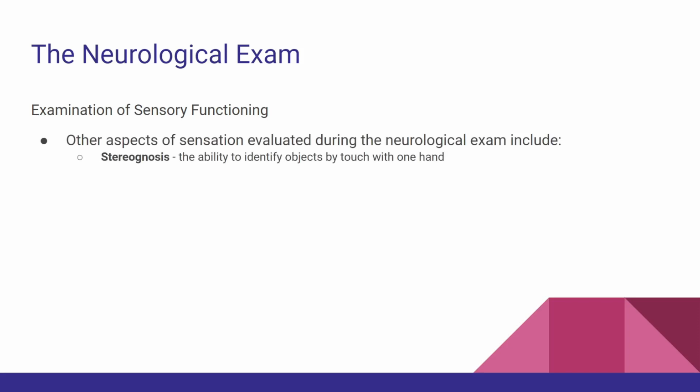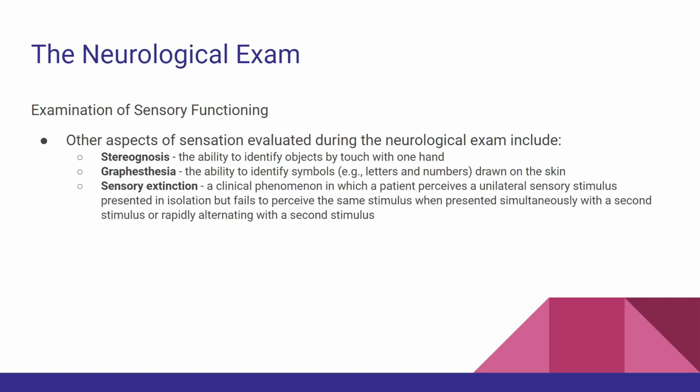One is stereognosis, which is the ability to identify objects by touch with just one hand. Another is graphesthesia, which is the ability to identify symbols, whether they be letters or numbers or other kinds of shapes that are drawn on the skin, as well as sensory extinction.